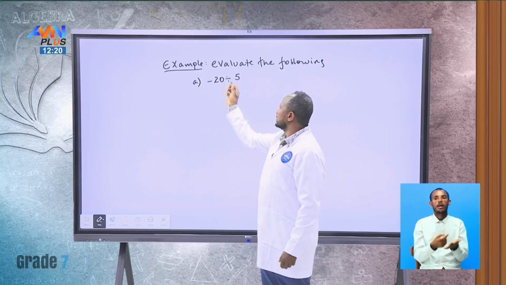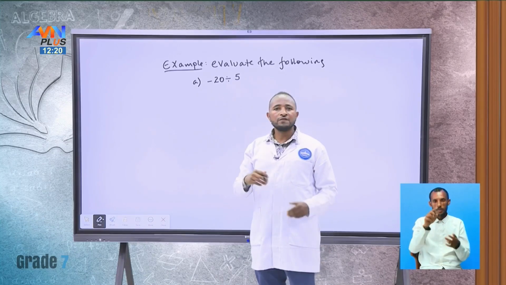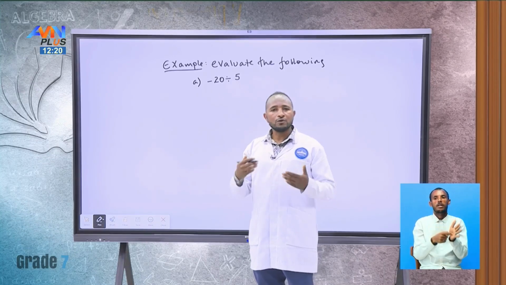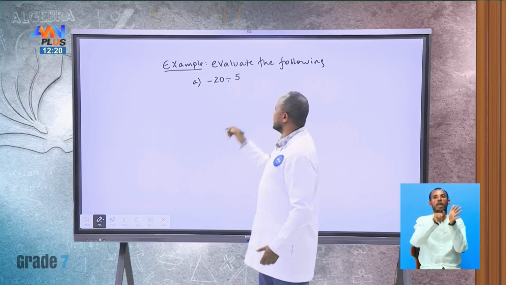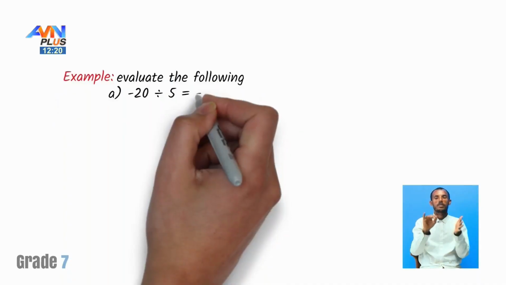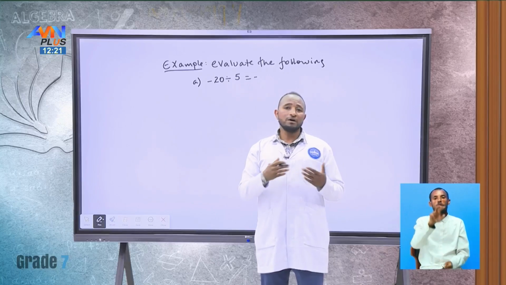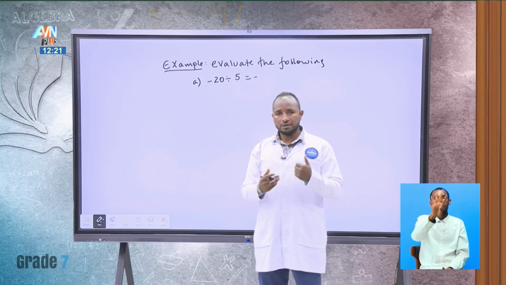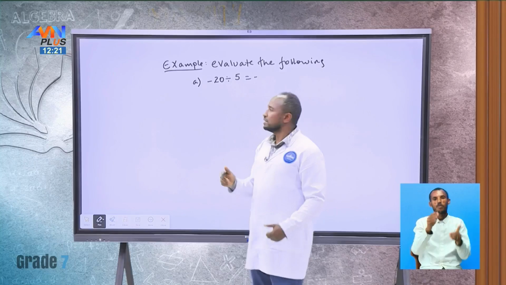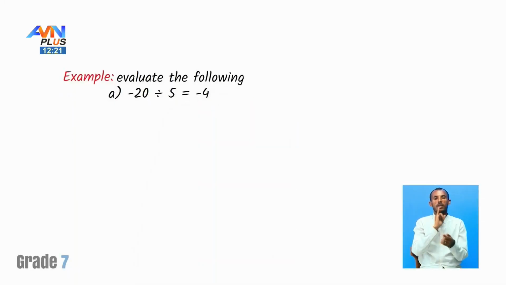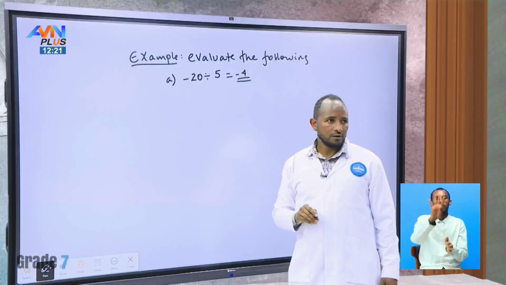Here, the two integers have different sign. Therefore, the quotient is negative. And then you divide 20 by 5. 20 divided by 5 gives us what? Nice. It gives us 4. Therefore, the answer will be negative 4.